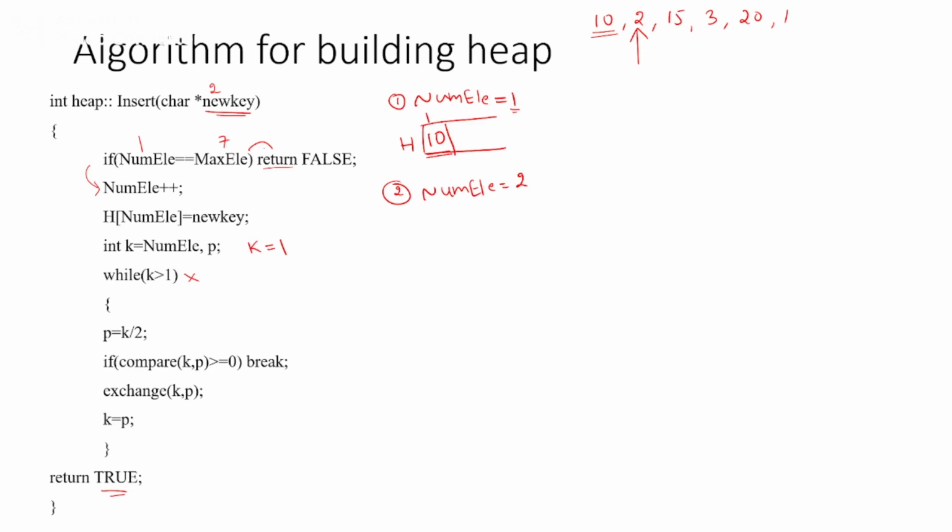Now h of num element, that is h of 2. h of 1 was filled with the 10. Now h of 2 is nothing but your new key, which we have sent as 2. So h of 1 and h of 2. Now h of 2 is 2. Now k is equal to num element, so k is equal to 2 now. Right? So k is equal to 2.